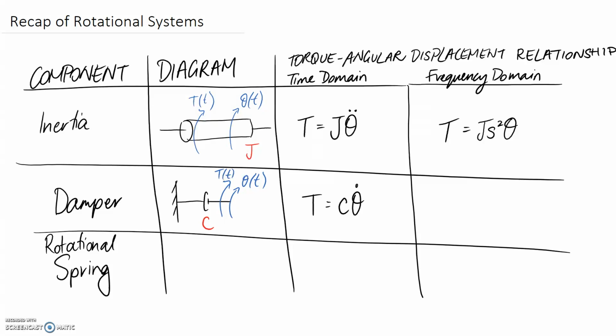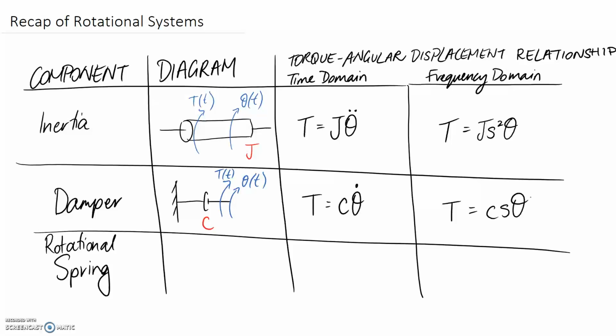Now again, what we want to do is take the Laplace transform of this. T again is a function of time, so when you transform it, it becomes T again. C is a constant, so it stays out the front. And the Laplace transform of theta dot is just going to be s theta.